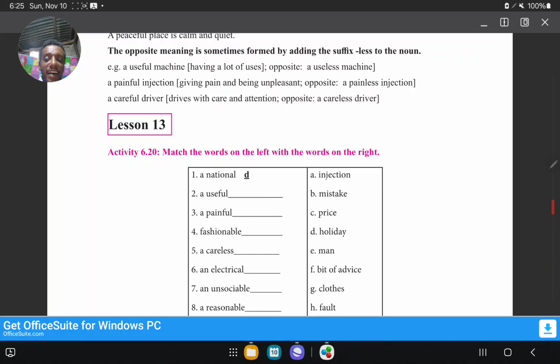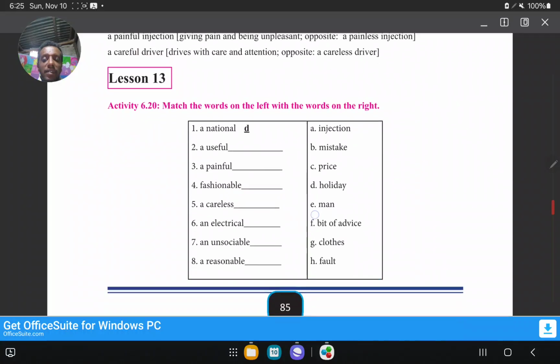Lesson 13, activity 6.20. Match the words on the left with the words on the right. It's very simple. It doesn't mean it is fixed, but based on the context we can match the words listed here, 1 up to 8 and a up to h, on the right.